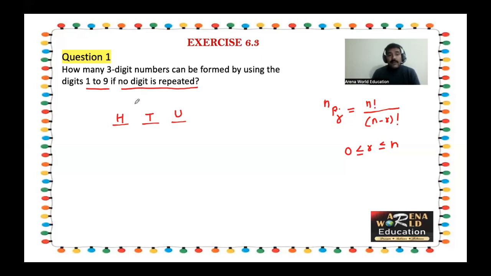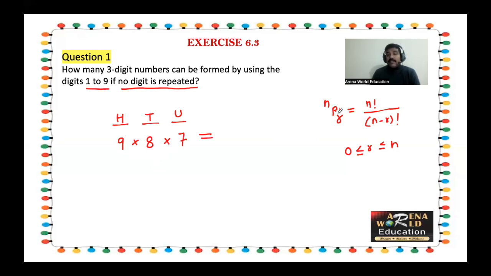How will we solve this question by the previous method? First of all, there is no zero involved. We can start from either side. What will be the answer? The hundreds place can be filled in 9 ways, so 9 into 8 into 7, the same principle of multiplication. So your answer will be 9 into 8 into 7.